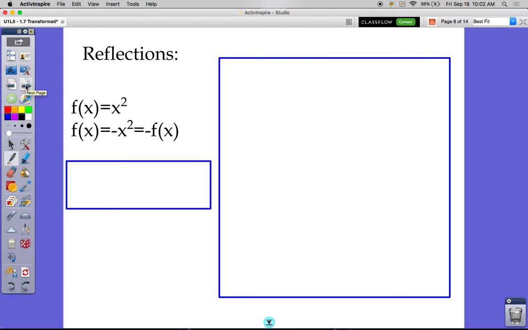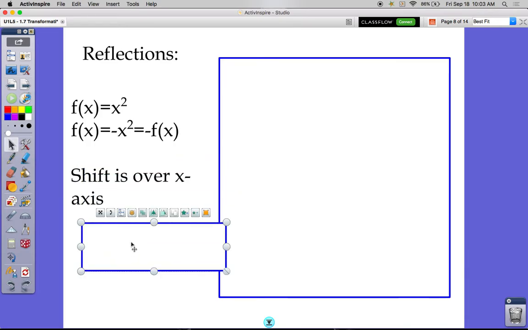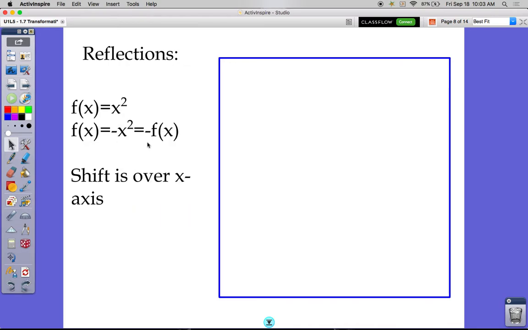Let's take a look at another kind. What kind of reflection do we have this time? And how do we know, first of all, it's a reflection, other than the big word reflection at the top of the board? Well, it's got a negative. The negative is in front of x squared. Therefore, this time it's not going to be a horizontal reflection, but rather it's going to be a vertical reflection. It is going to shift over the x-axis. It is a vertical reflection.